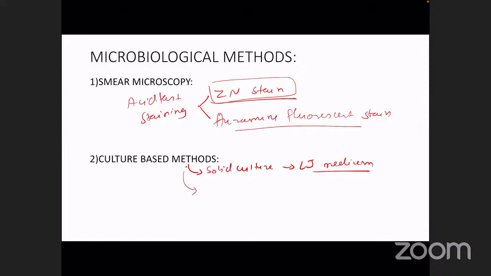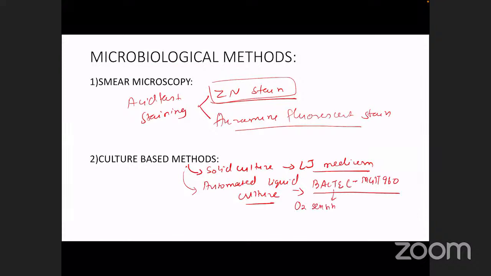So nowadays you have the automated liquid culture. What is being recommended and being done as per the guideline is Bactec MGIT 960. Okay. So this is based on oxygen sensitivity. When the MTB bacilli grow, they use up the oxygen, and there is an oxygen-sensitive fluorescent marker which we use to detect the growth of the bacteria in the culture. So this is the method which is recommended under the guidelines.